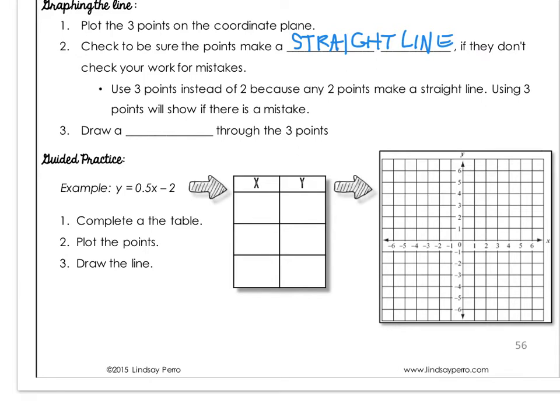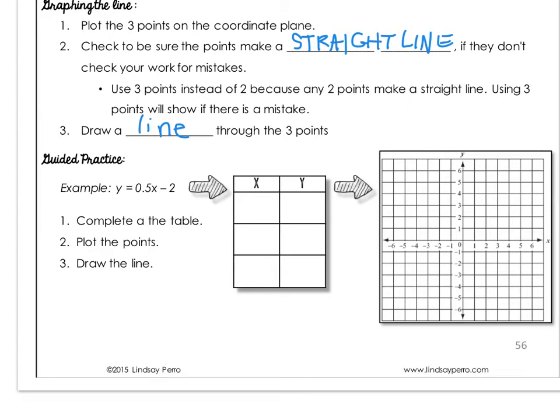And then last, and for some reason the most forgotten step, is to draw the line through the 3 points using a straight edge. Now a straight edge can be a ruler or a protractor. It could be the edge of your math book or your binder, but use a straight edge. If you try to freehand it, then it's not going to be a straight line.